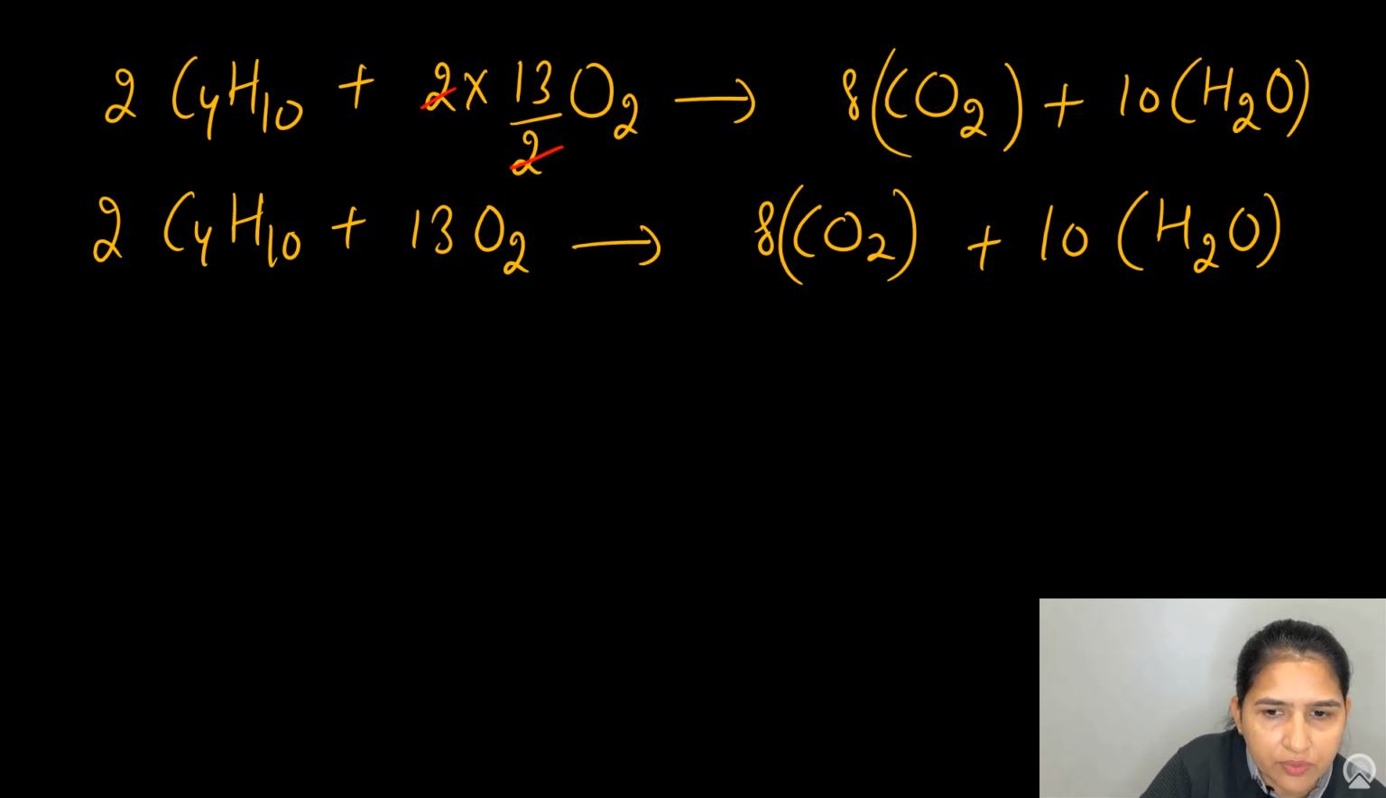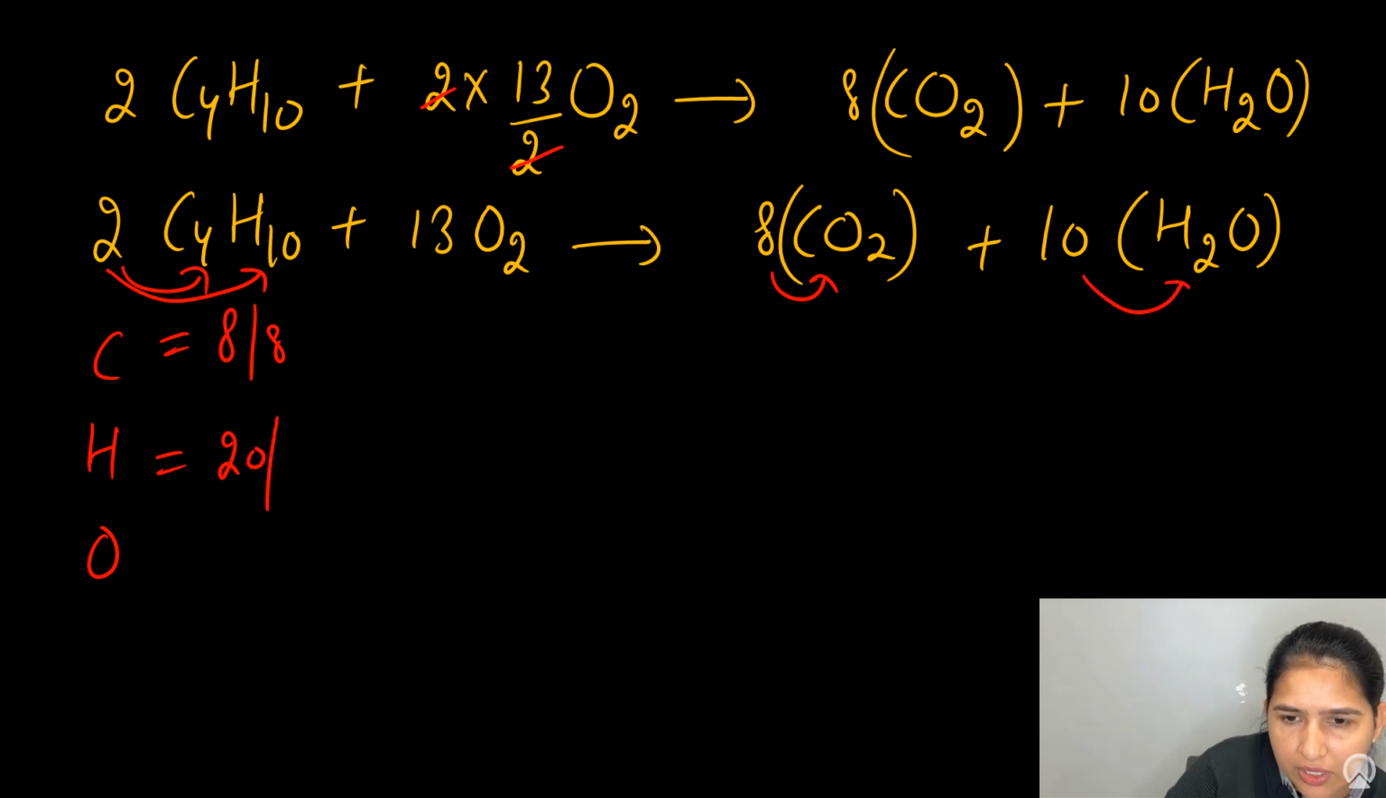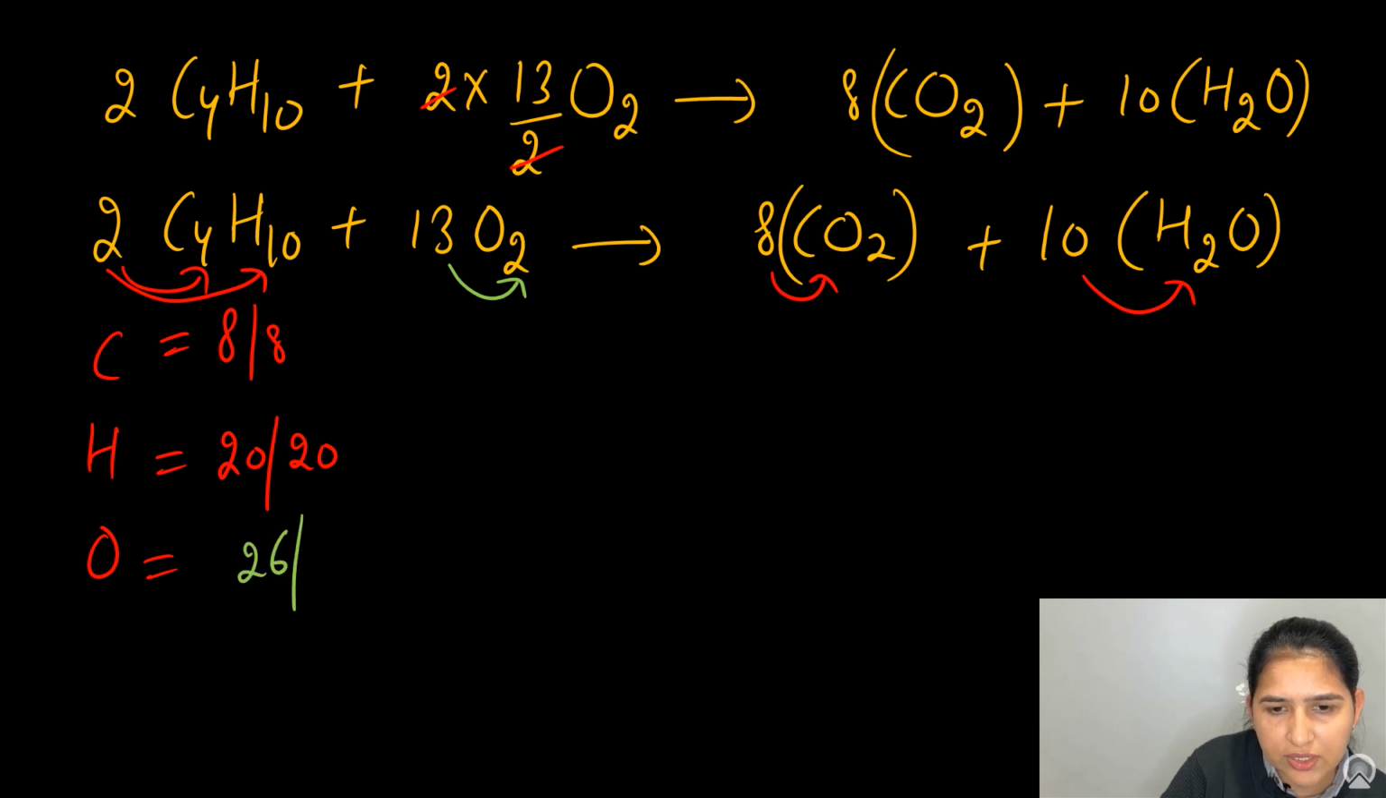Okay, so here when we are checking it, what do we have in this case? Let's write down the elements. Here we are having carbon 8, 8, that's fine. Hydrogen, that's going to be 20 on this side and 20 on this side, that's fine. And then let's go to oxygen. In the case of oxygen, if you can see, it is 13 times 2, which is going to be 26. And here we are having oxygen in both the molecules.